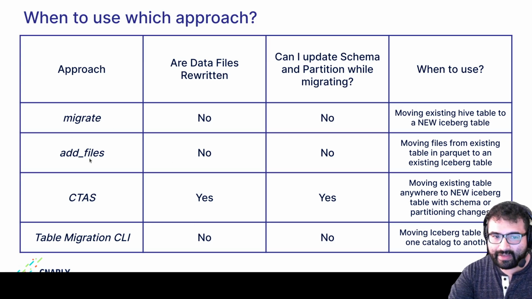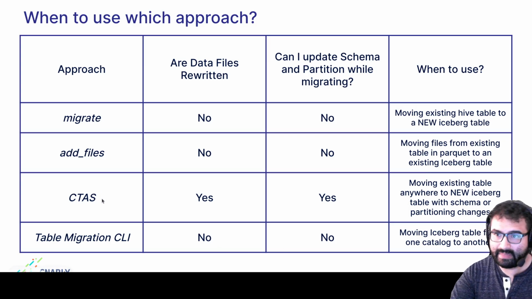Now, again, just summarizing these methods, you would use migrate when you have a Hive table. The data files are not going to be rewritten, but that means you can't really change the way the table is partitioned or schema'd at that point. I think I might have just made up a word. Cool. Now, add files would be used when you have Parquet files that are not part of a Hive table, and you want to add them to an existing Iceberg table.